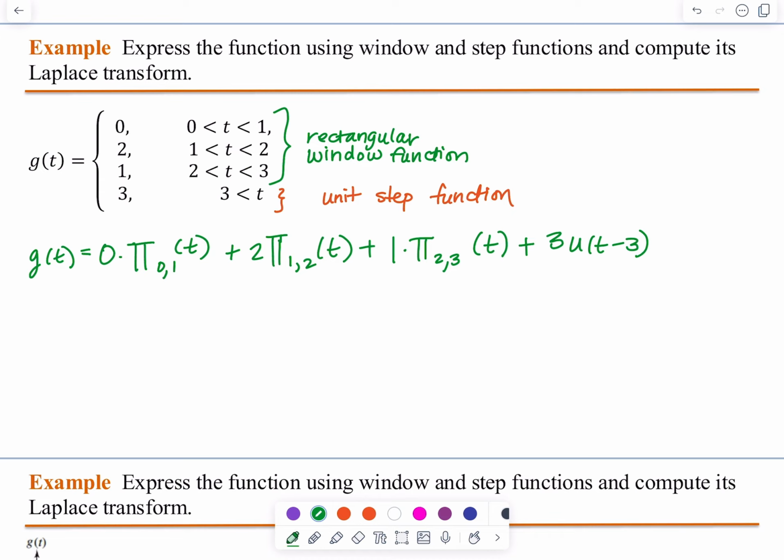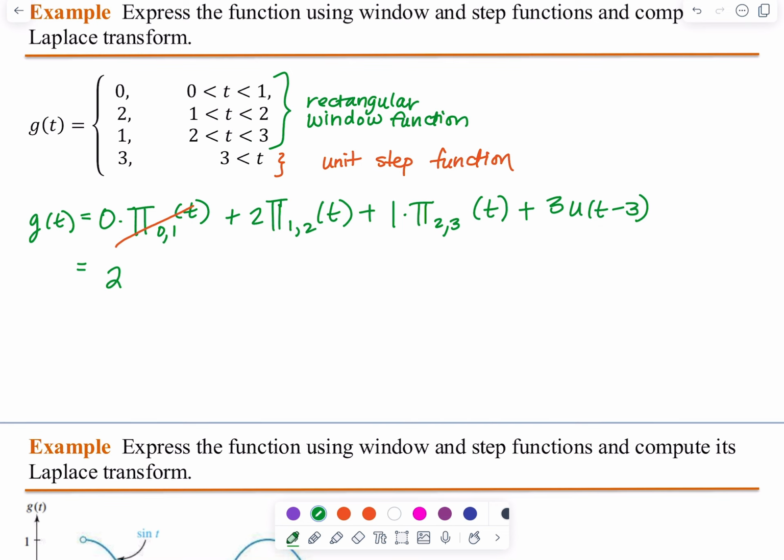And what we come up with, of course we will lose this term, is 2 times the window function from 1 to 2 of t, plus the window function from 2 to 3 of t, plus 3 u of t minus 3.